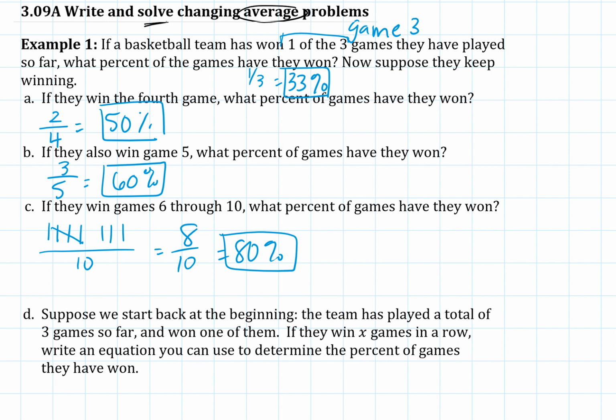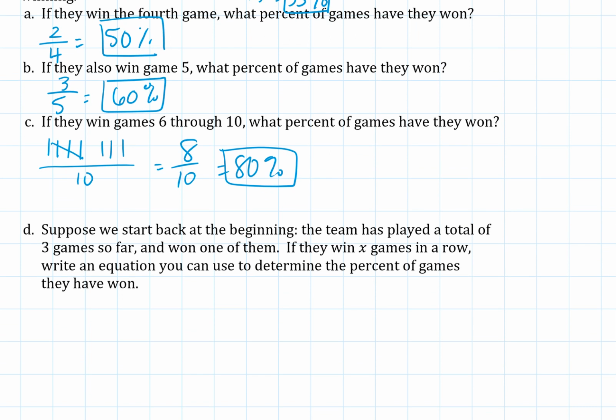You can see what we mean by changing average, right? If this team is on a winning streak, their winning average, of course, increases. Suppose we go back to the beginning. The team has played a total of 3 games and won 1 of them. If they win X games in a row, so X represents the number of games they win in a row, write an equation you can use to determine the percent of games they've won.